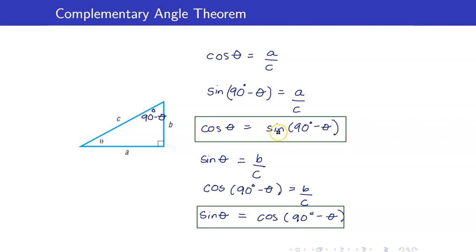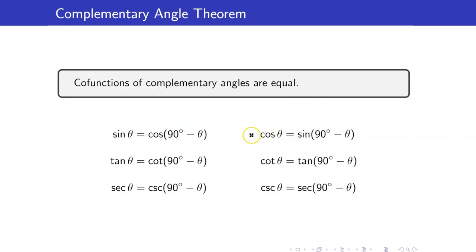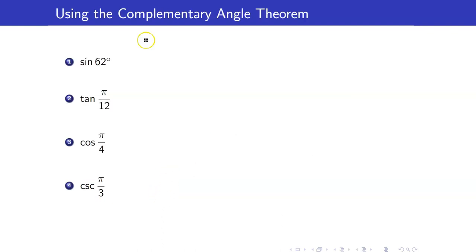Cosine and sine are said to be cofunctions. The complementary angle theorem states that cofunctions of complementary angles are equal. So for example here, what are the cofunctions? The cofunction of tangent is cotangent, and the cofunction of secant is cosecant. So for example, let us use the complementary angle theorem for this one. What's the cofunction of sine? That is cosine.